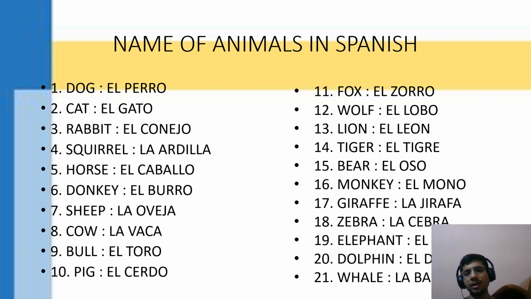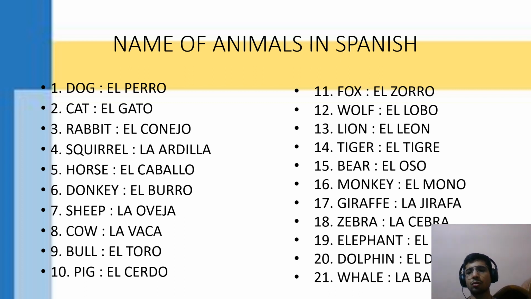Similarly, horse is called el caballo. Caballo. This sounds like yo. In English it would be spoken differently, but in Spanish there is a distinct accent. Caballo. Donkey, burro. El burro. Sheep, la oveja. J sounds like H. La oveja. Cow, la vaca. Bull, el toro. Pig, el cerdo.